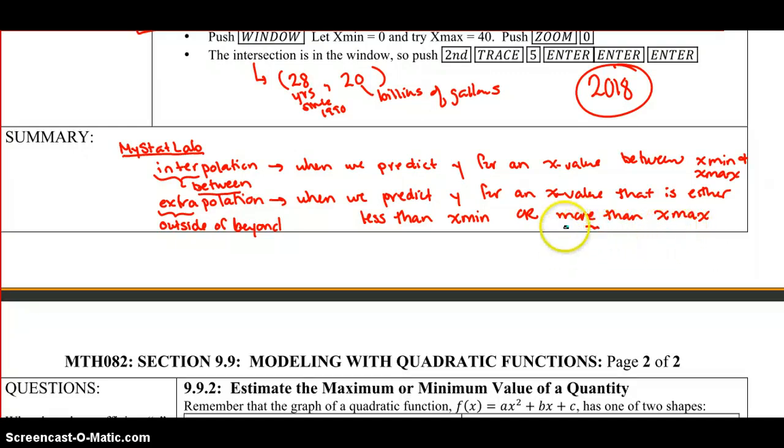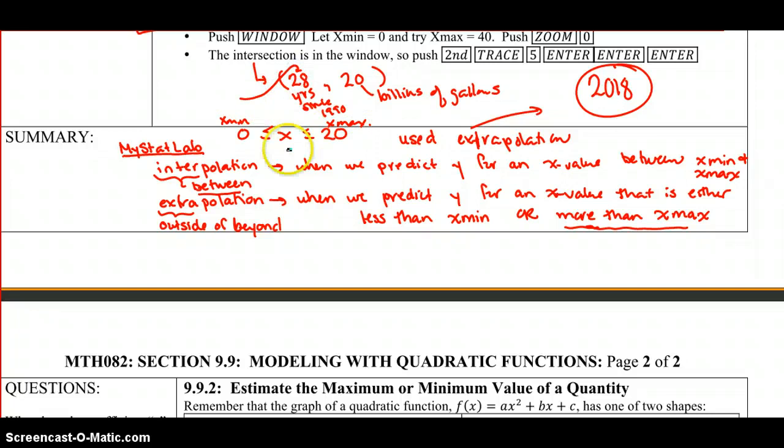So this is typically more the case where we project out in the future beyond the last year that we saw. So like in here, this particular answer that we got here, we used extrapolation. Because for this particular data set, the collected values in the data, x was between 0 and 20. This is our x min and x max. But the x that we plugged into the equation was 28, which was beyond our value of 20. It was outside the scope of the data that we collected.